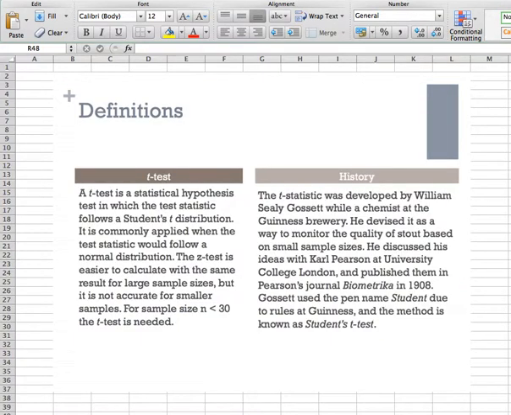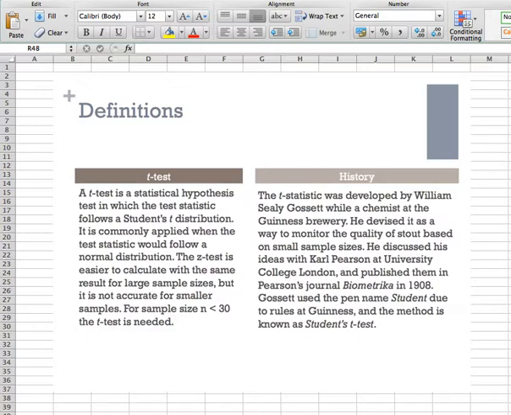Let's begin with the definition of a t-test. A t-test is a statistical hypothesis test in which the test statistic follows a Student's t-distribution. It is commonly applied when the test statistic would follow a normal distribution. The z-test is easier to calculate with the same result for large sample sizes, but it is not accurate for smaller samples. For a sample size of n less than 30, the t-test is needed.